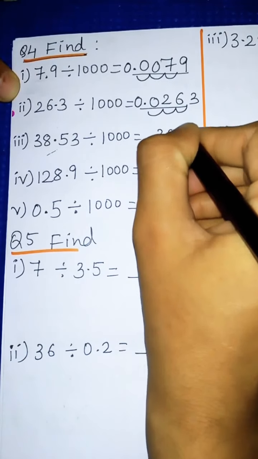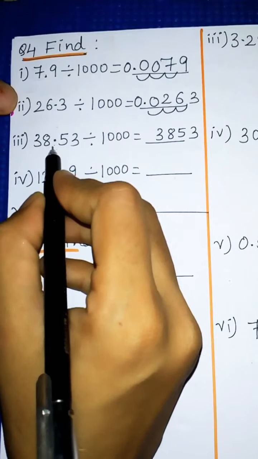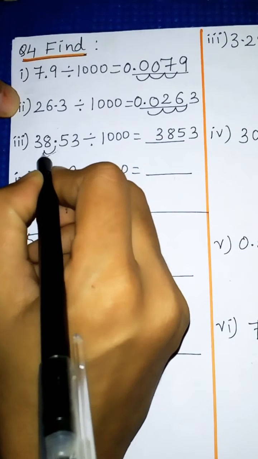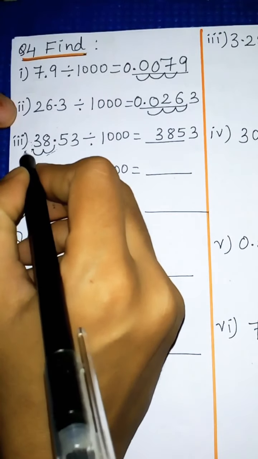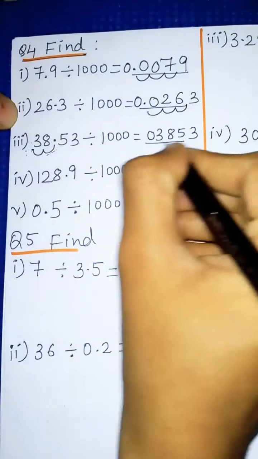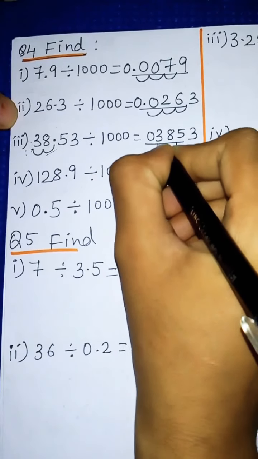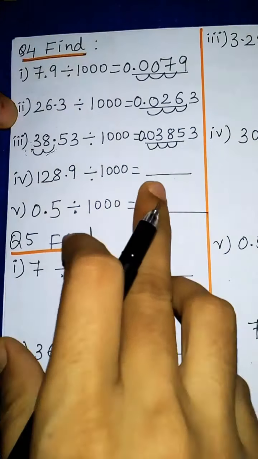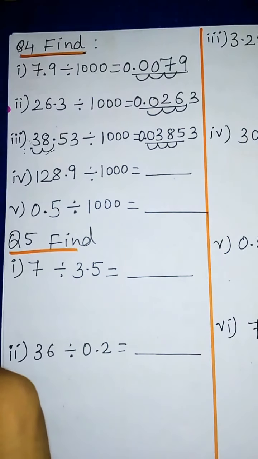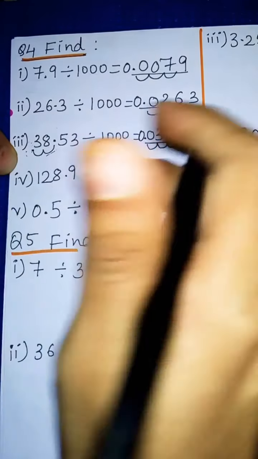Now third one 38.53. So 3853. Point is here after 8. Now we will shift 3 times. So one time, second time. Now for third shift, we will have to take 1 0. So here we will take 0. So point was here after 8 na. So one shift, second shift and third shift. So here we will keep point and then 0. So 0.03853 is our answer. Now fourth one, 128.9 is the question.